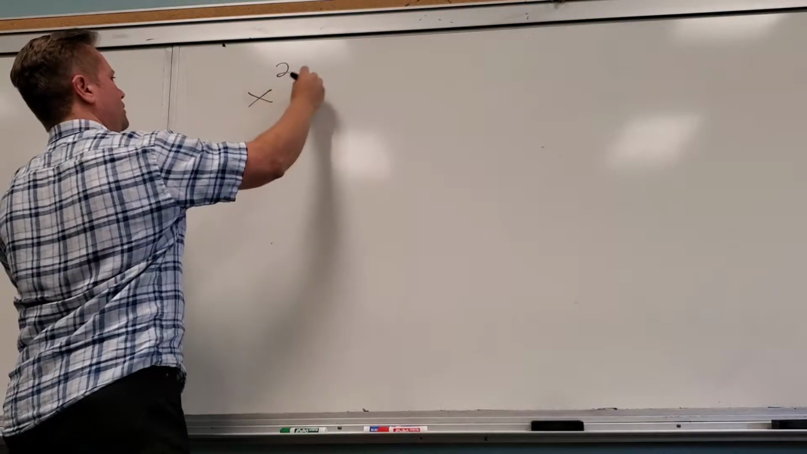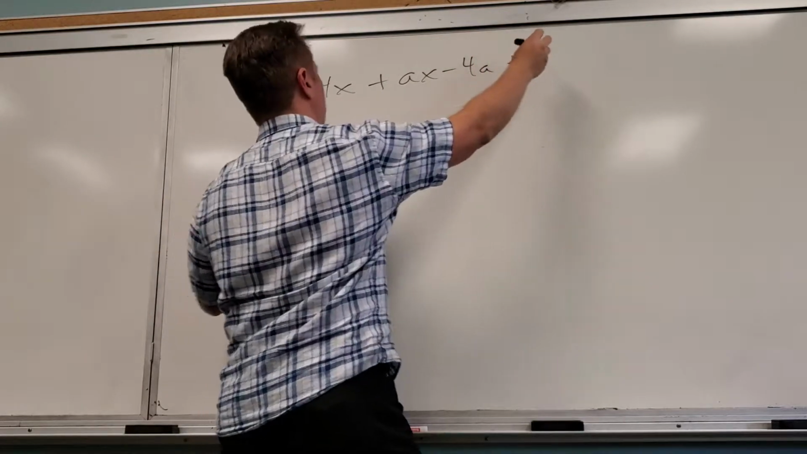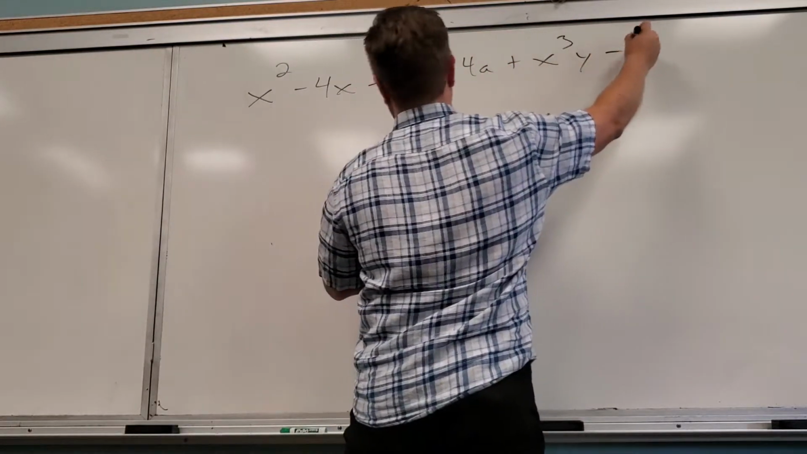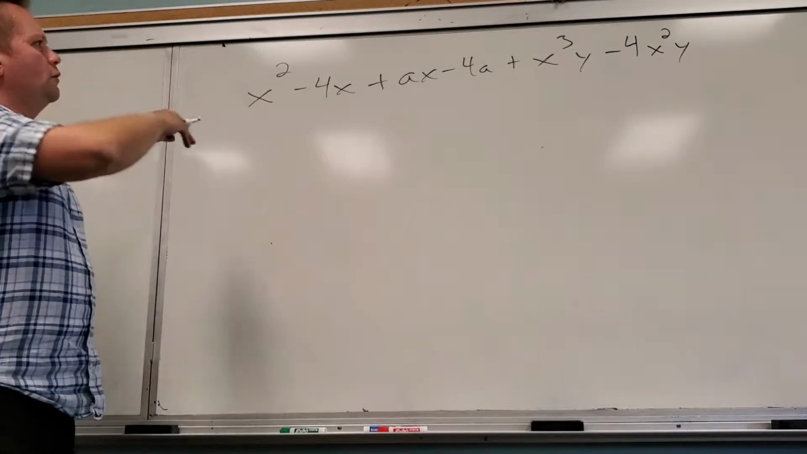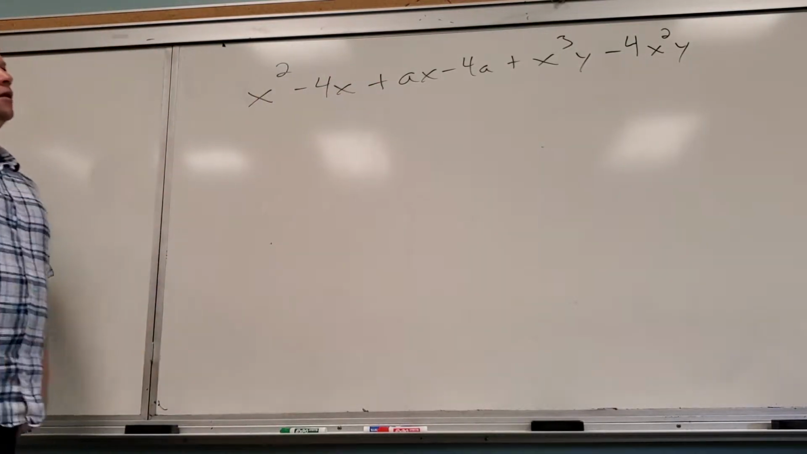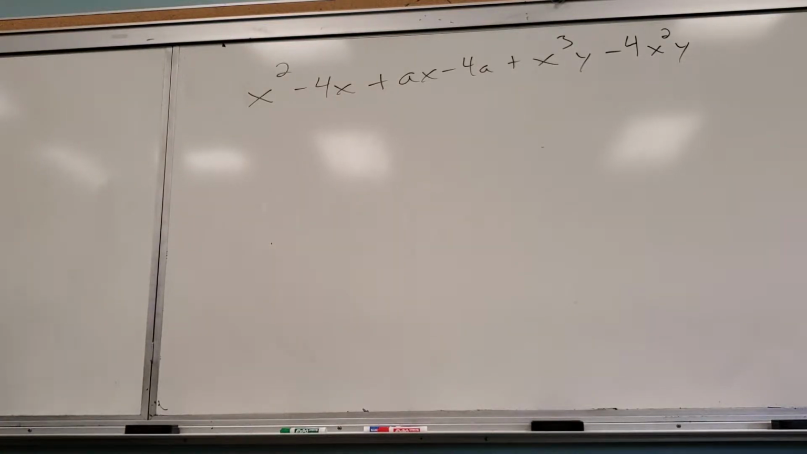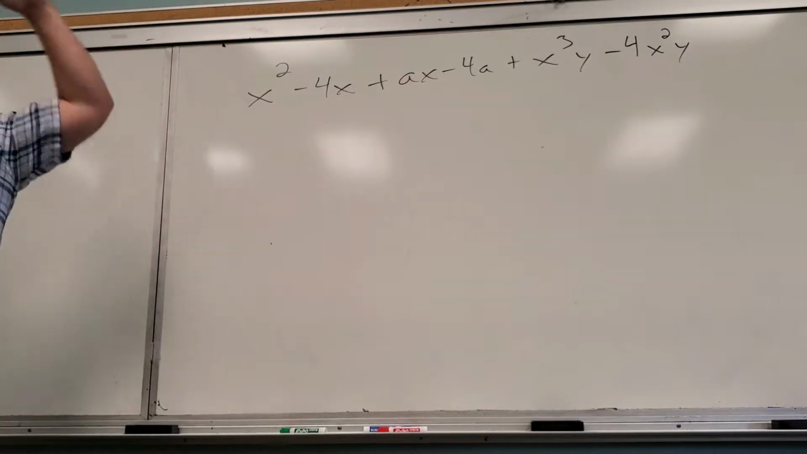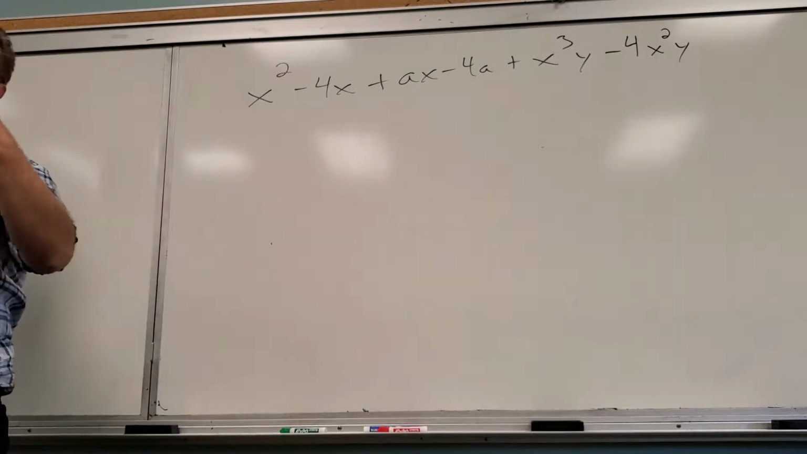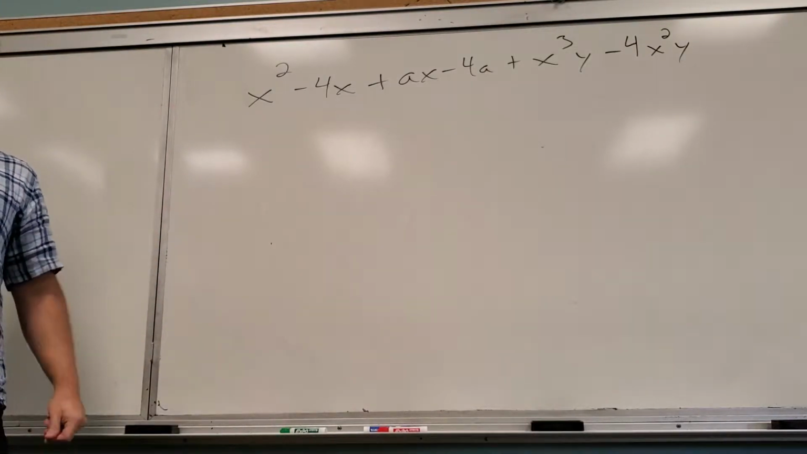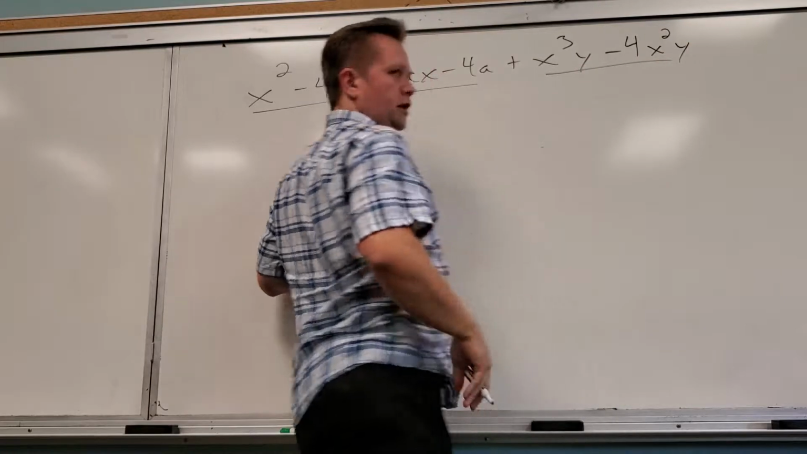So if I had a problem like this, let me see. Let's see if I did this right. Okay. How many terms are there? A lot. 6. 4 or more terms means grouping. And what I try first, now to be honest, there's more ways to group than this, but right now I try to group them into pairs.